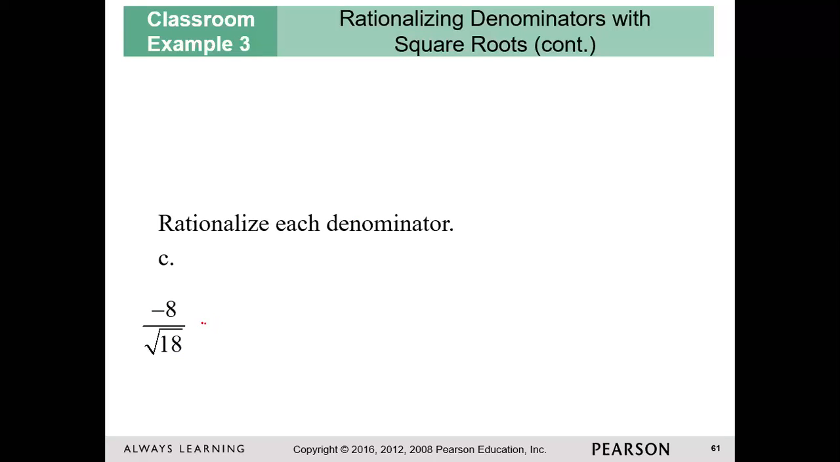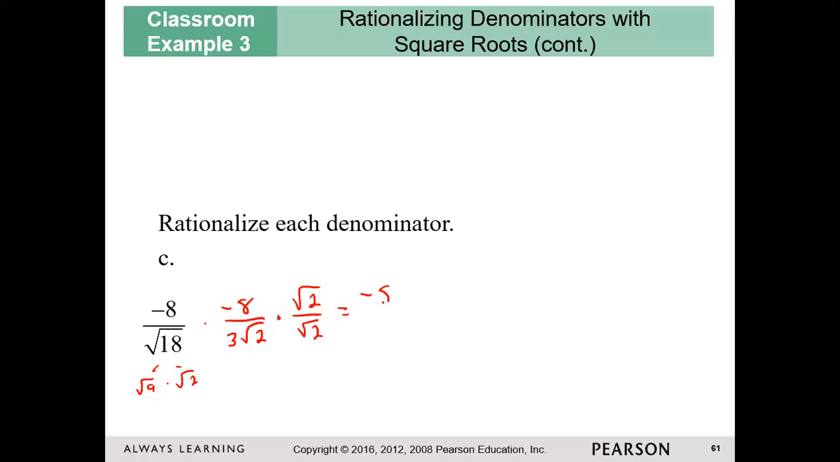So that's going to end up being this -8 over, and when I simplify this radical, I get 3 radical 2, because this breaks up into the square root of 9 times the square root of 2, and the square root of 9 is 3. And now at this point, instead of multiplying by radical 18 over radical 18, all I have to do is fix this radical 2 that's down here. So I'm going to multiply by radical 2 over radical 2. This is the form of 1 that I'm going to use to get rid of this radical in the denominator.